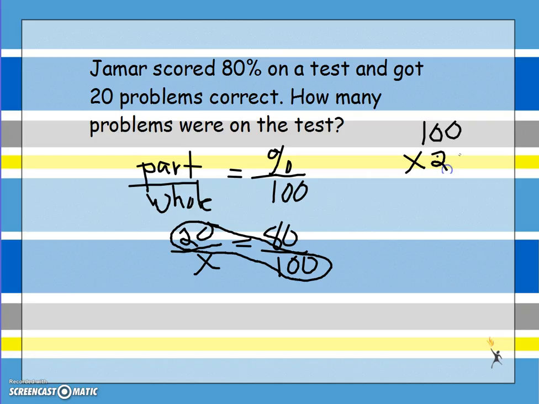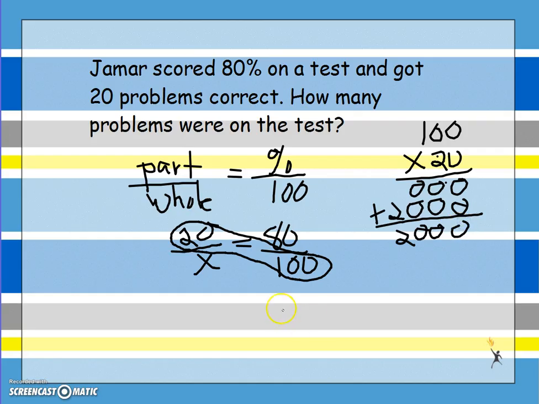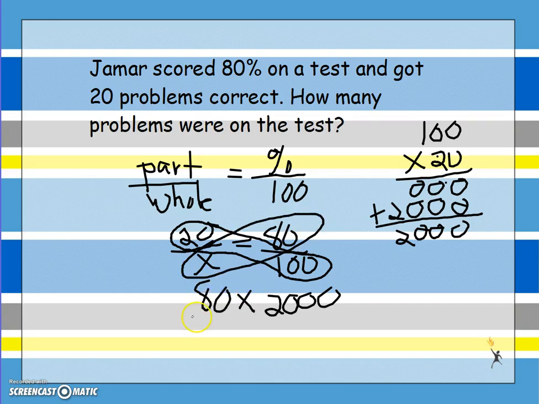And 0 times 0 is 0, 0 times 0 is 0, 0 times 1 is 0. Put a placeholder. 2 times 0 is 0, 2 times 0 is 0. 2 times 1 is 2. Add it up. I'm going to get 2,000. And this is going to be 80x. I'm going to divide both sides by 80. So 2,000 divided by 80.